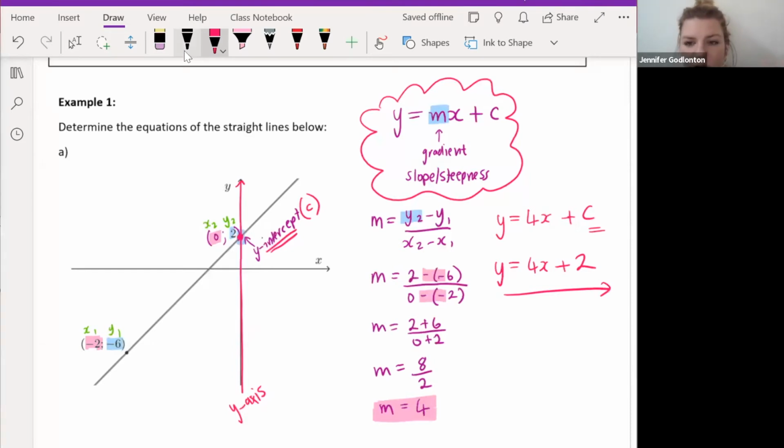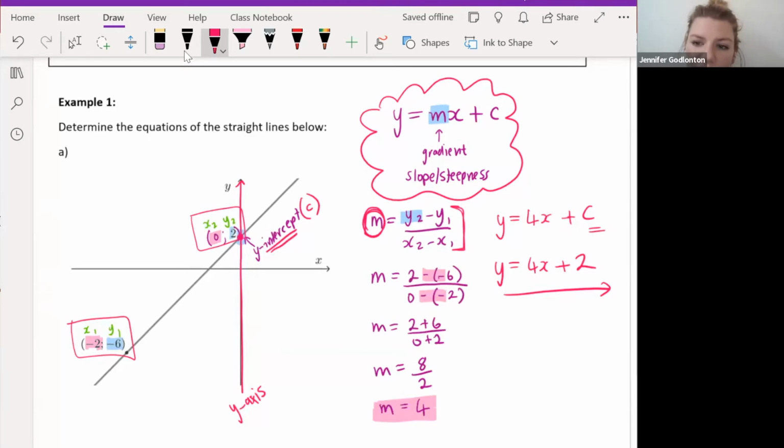So I'm just going to quickly go through how we start this again. We always work with the equation y equals mx plus c. Then we're going to look for our gradient. For our gradient, we're going to use y2 minus y1 over x2 minus x1. And if it helps, you are welcome to label those points like that to give yourself a little bit of a helping hand.